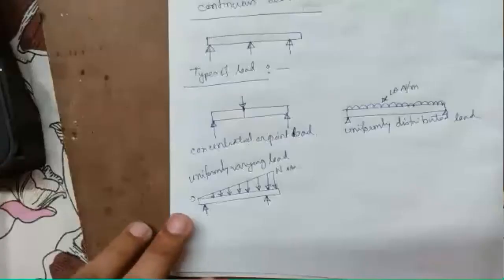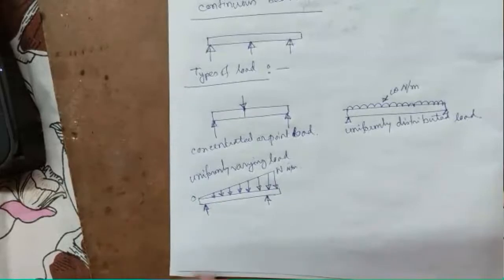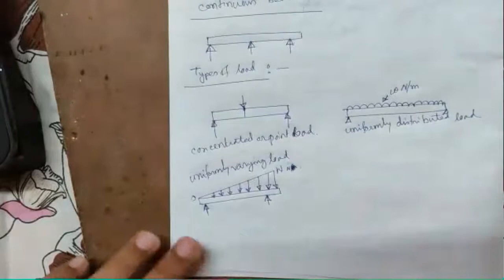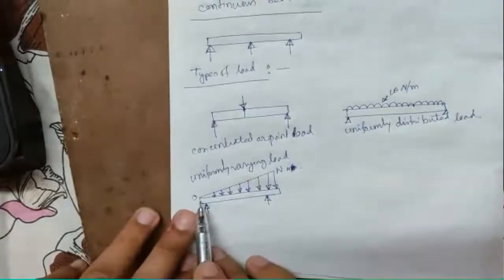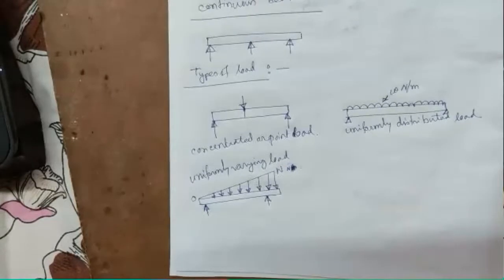So at this end it is 0, at this end it is W, or it might not be per meter, this is just W Newton. So it varies from 0 to W with respect to the length.